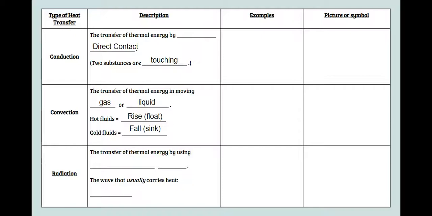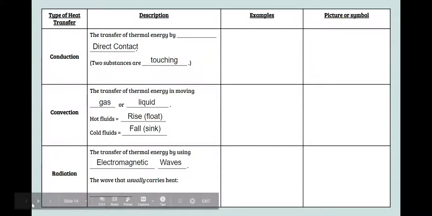The last one we'll talk about is radiation. That's the transfer of thermal energy by using electromagnetic waves. Electromagnetic waves is a big chunky word, but if you break up electromagnetic, you can kind of see what it's about. Electro for electrons or electricity. Magnetic, like a magnet. Waves, like waves.